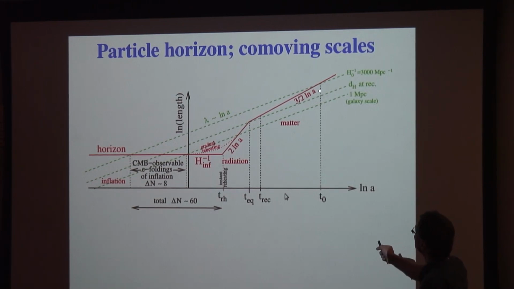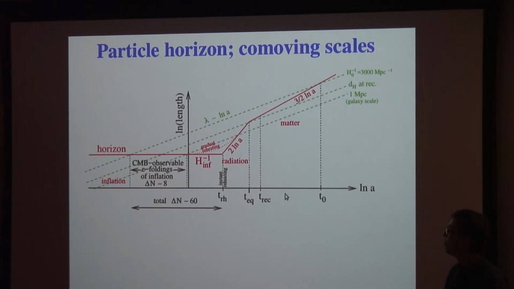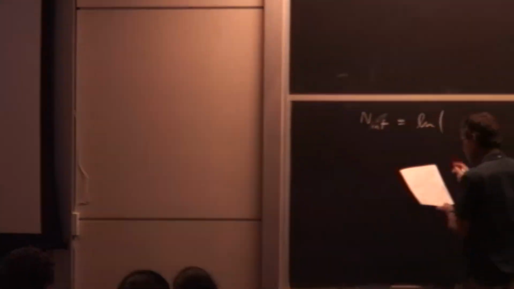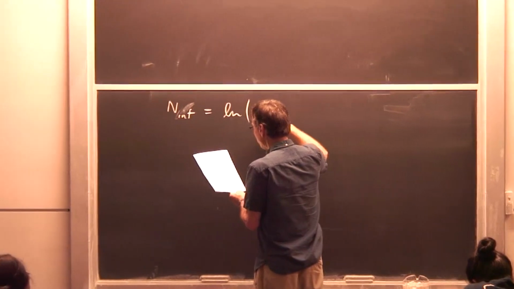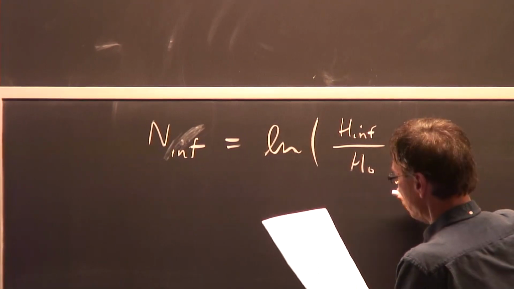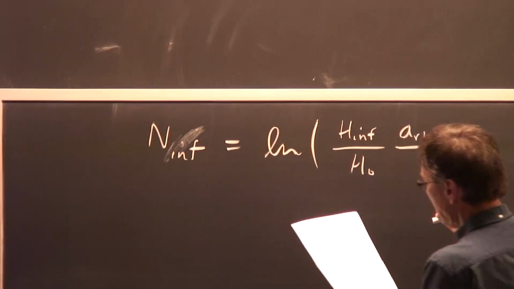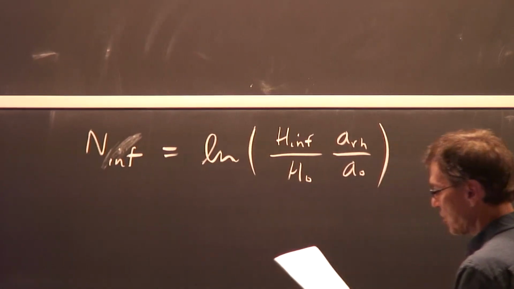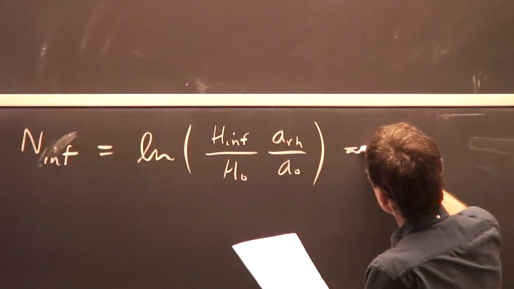Okay, so we are just looking at this leg of the triangle versus this leg of the triangle and saying the slope has to be 1. And so if you do that, then you get a very simple expression for the number of e-foldings during inflation, solving the equation I wrote down before. You just get Hubble during inflation versus Hubble today, and the reheat scale factor versus the present scale factor, and this is approximately.